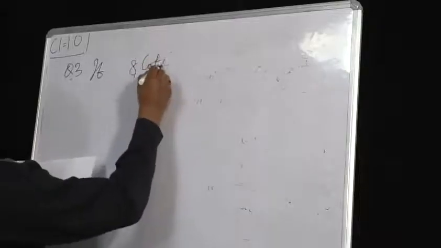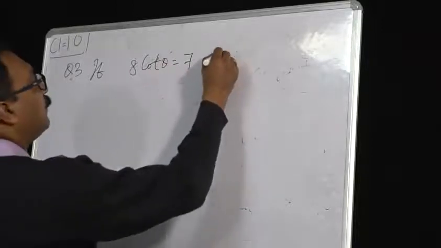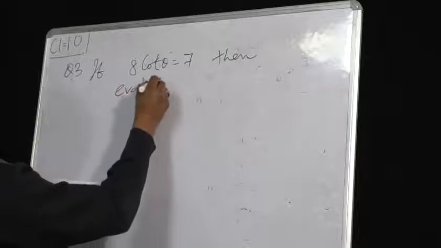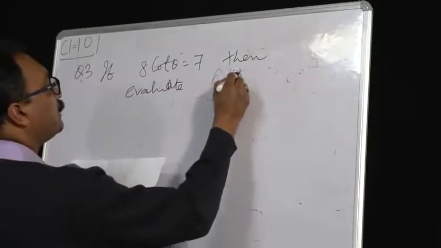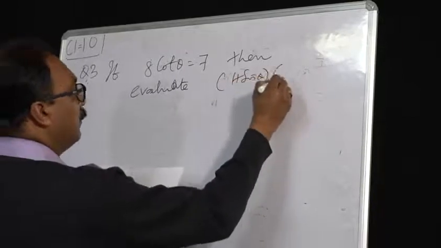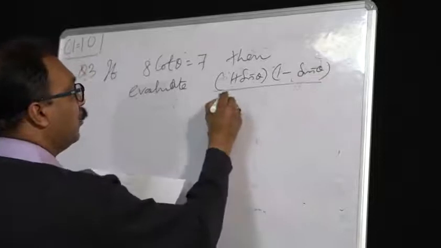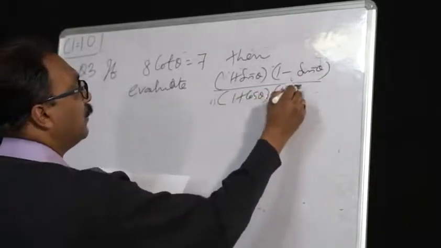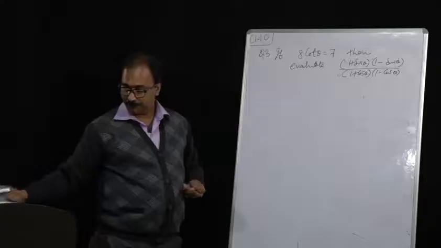If 8 cot theta equals 7, then evaluate (1 plus sine theta) into (1 minus sine theta) by (1 plus cos theta) into (1 minus cos theta). You have to solve this question.